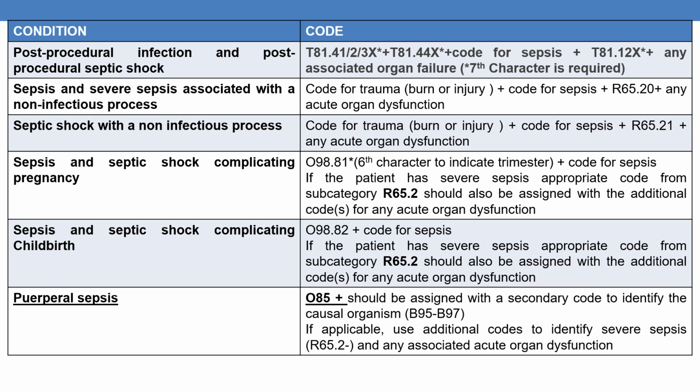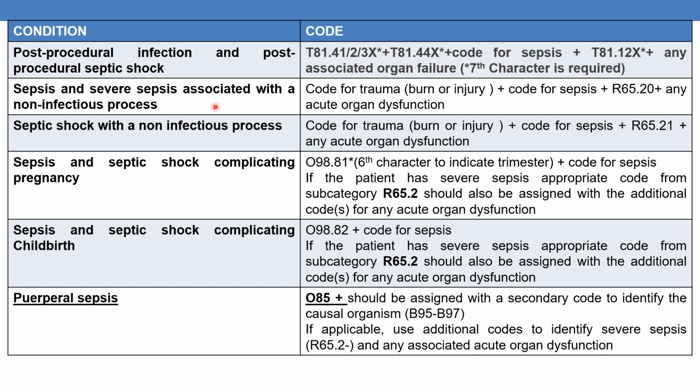Now coming to code for post-procedural infection and post-procedural septic shock. So post-procedural infection develops into post-procedural septic shock, PDX should be from the category T81.41, 42 or 43 that we have discussed earlier, followed by T81.44, that is sepsis following a procedure, followed by code for sepsis, followed by T81.12X, which is nothing but post-procedural septic shock, and additionally any associated organ failures. This must be the sequence in order to code post-procedural septic shock.